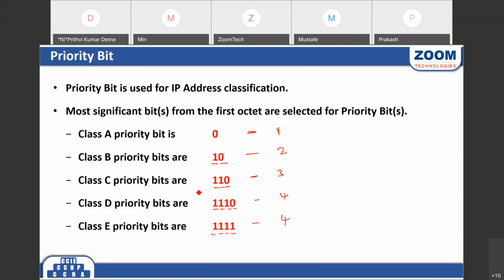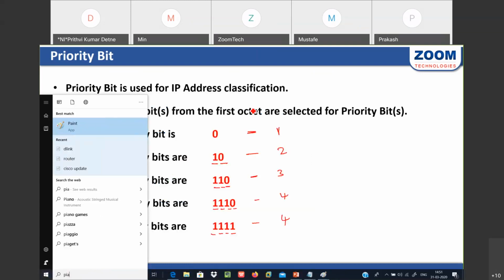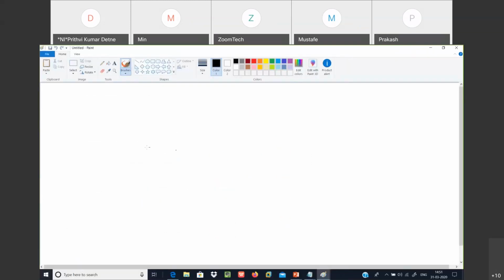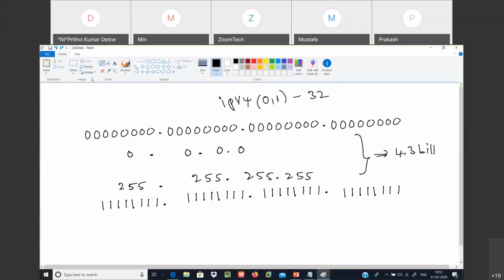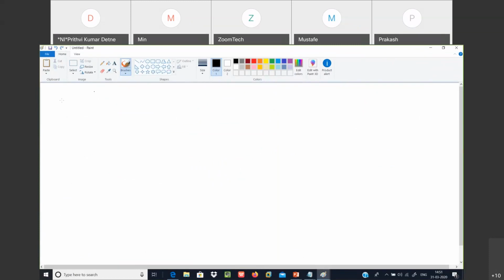So based upon the priority bits, we can classify addresses easily. Let me explain clearly how to differentiate the address ranges. These priority bits are reserved from which octet, guys? From the first octet, right? So let me take the first octet value. I'm writing the first octet here: 8 bits for the lowest first octet value and 8 bits for the highest. This is the first octet value, right?